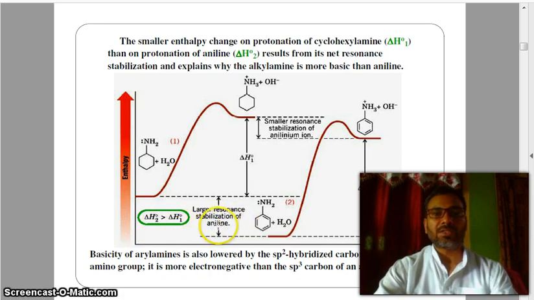So larger resonance stabilization of aniline. This is showing, and a smaller resonance stabilization of the anilinium ion. And it is important to discuss here why this one is larger and this one is less energy. So less energy means a small resonance stabilization energy, and large energy means large resonance stabilization. So the basicity of aryl amines is lowered by this sp2 hybridized carbon attached to the amino group. It is more electronegative than the sp3 carbon of an alkyl group.